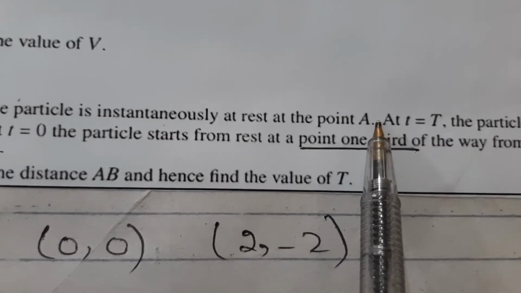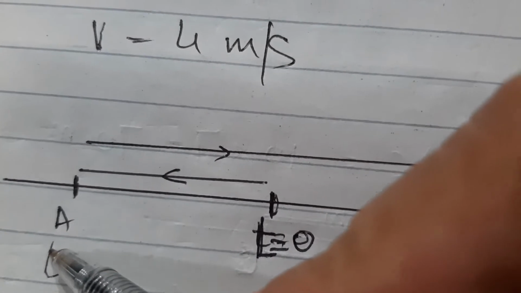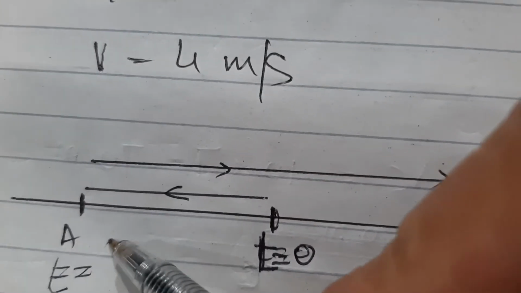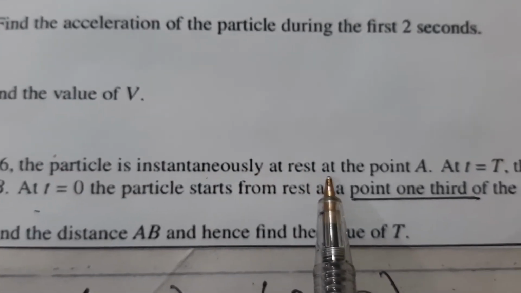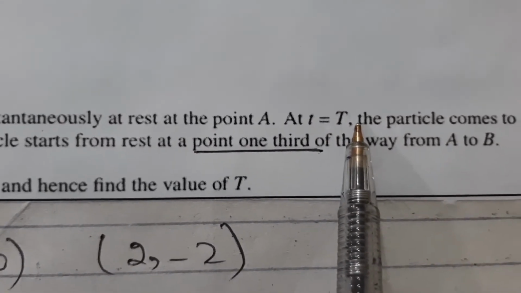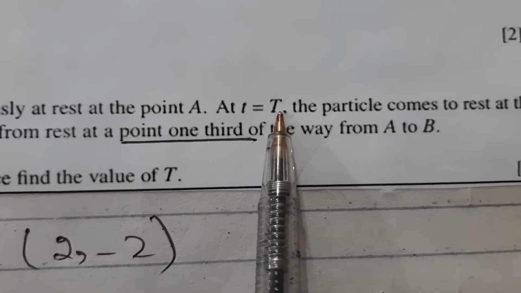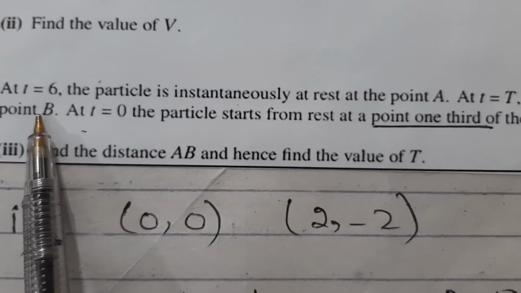right? So in the diagram, it means the particle starts at t equals 0, moved all the way till A, and here time was 6 seconds, right? Okay, coming back to the question. It is saying at time t equals 6, the particle is instantaneously at rest at point A. At t equals capital T, when the particle stops again after taking a U-turn, the particle comes to rest, and that was the point B basically.